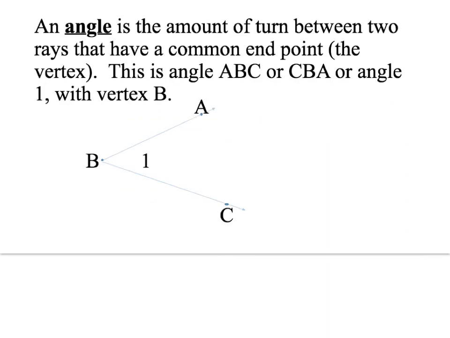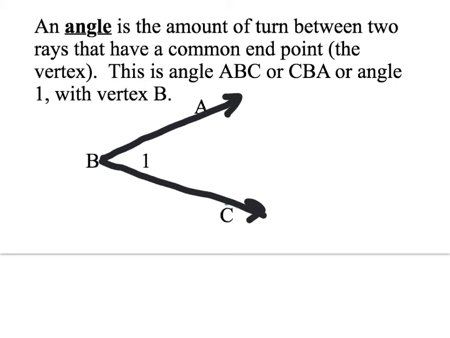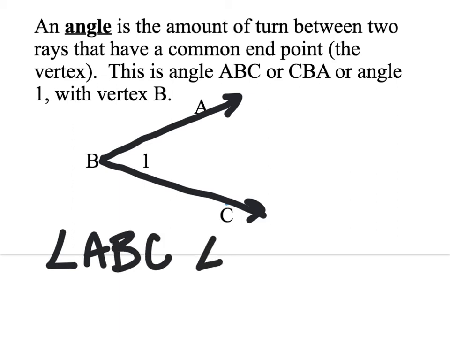Very similar type of naming with angles. This is an angle. An angle is the amount of turn between two rays that have a common endpoint, the vertex. This angle is angle ABC or angle CBA or angle 1, and it has a vertex B. The vertex is the corner here, so this is B, the vertex. This is ray BA. This is ray BC. When you name this angle, B has to be in the middle of the name. So angle, that's the math symbol for angle. Angle ABC would be acceptable, and angle CBA would be acceptable. And these are acceptable because the vertex B is in the middle.